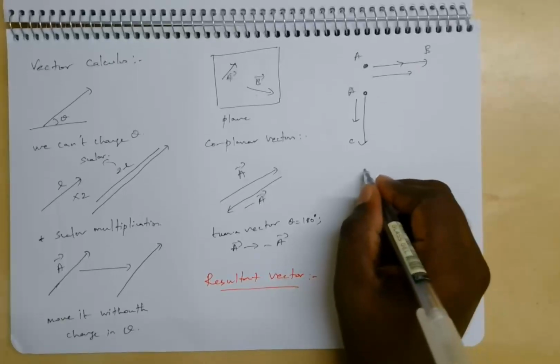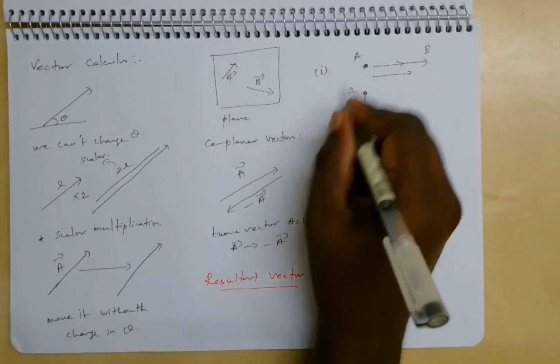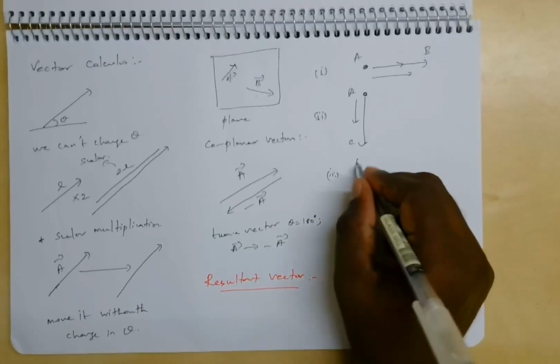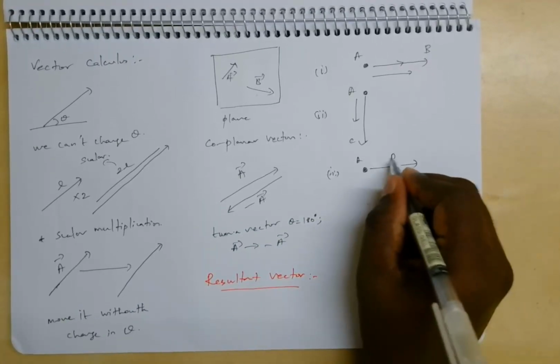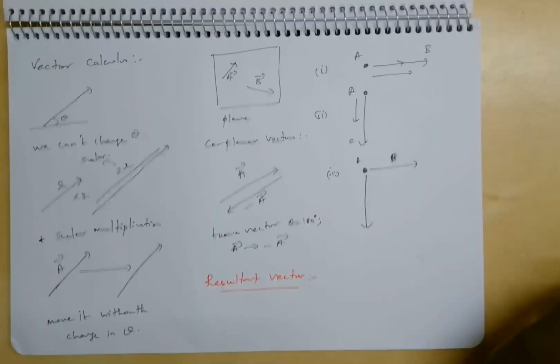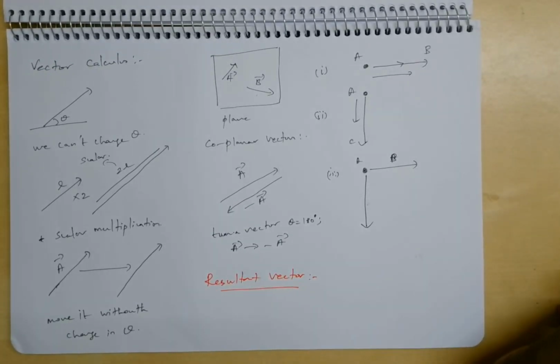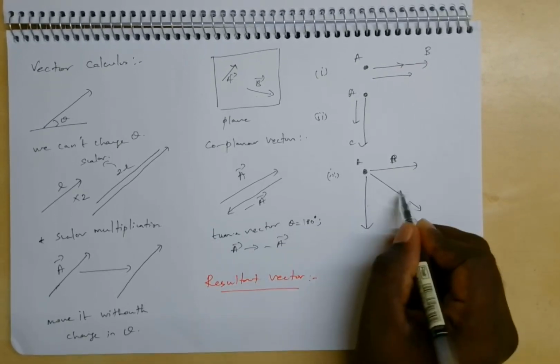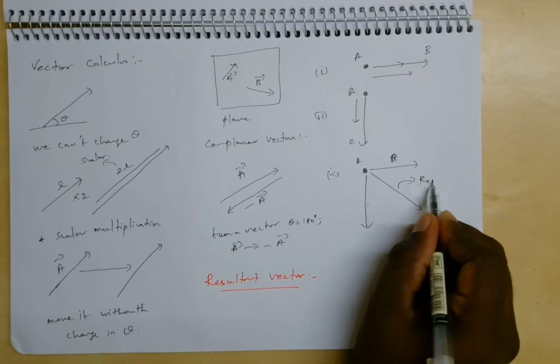We'll take this as case 1 and this as case 2. In case 3, same person A. B is pulling in this way and C is pulling in this way. Which way will the person be moving? He'll be moving in this one. So this is what we call a resultant vector.